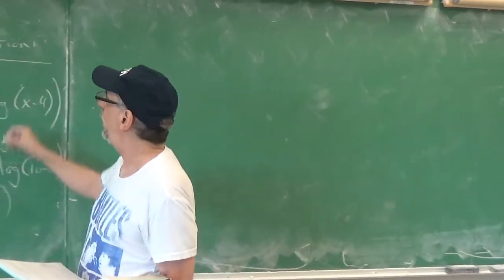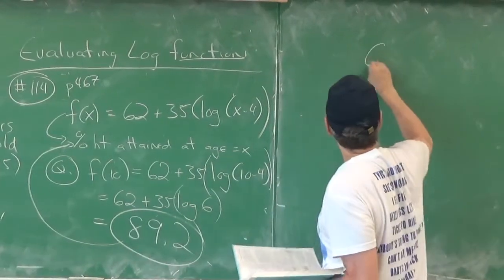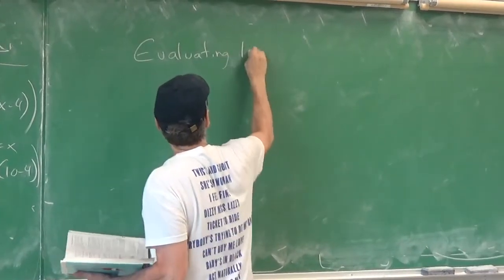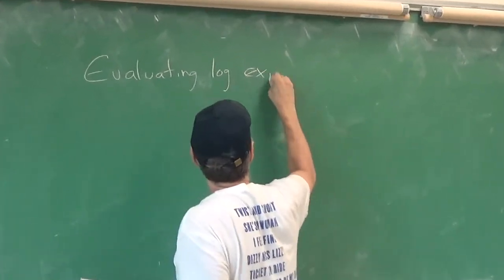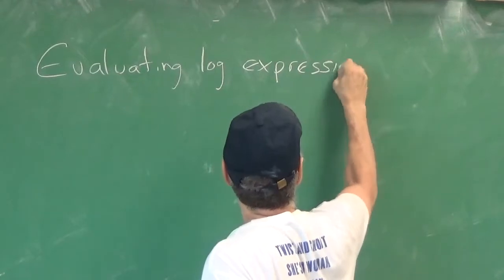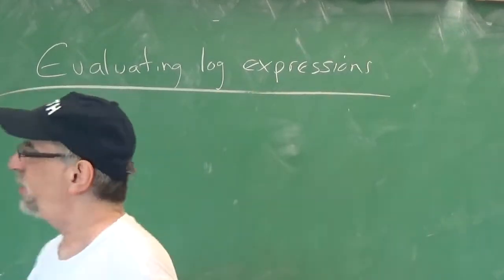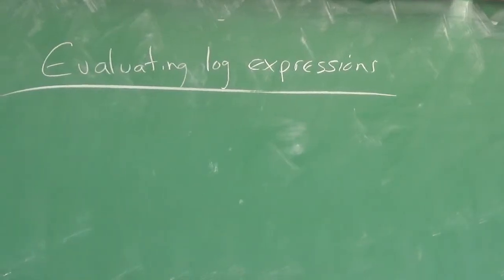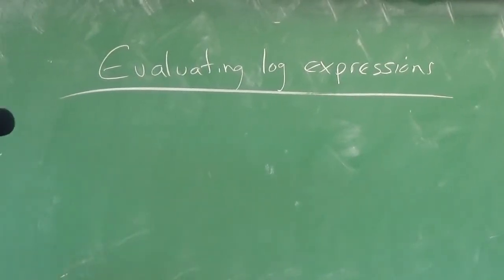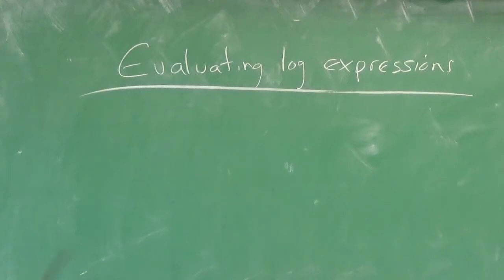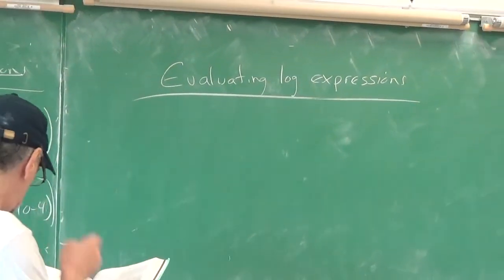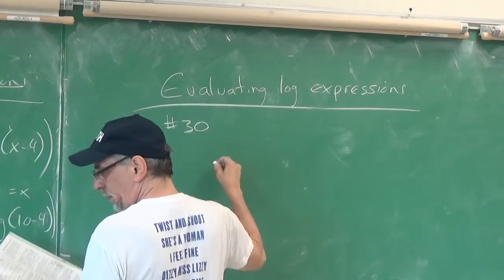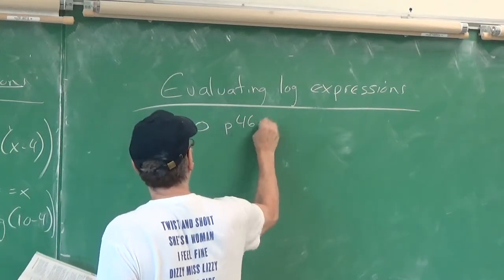So this is evaluating a log function. This is evaluating log expressions. Okay, so this is taking the rule that we just looked at about log to exponential form and using that to evaluate some log expressions. So let's look at a couple of these. This is number 30 on page 466.